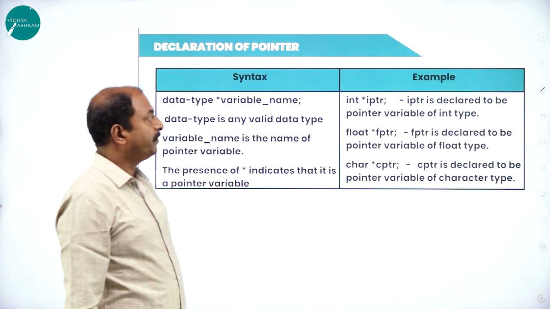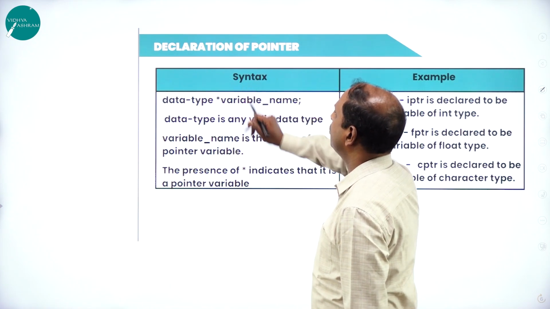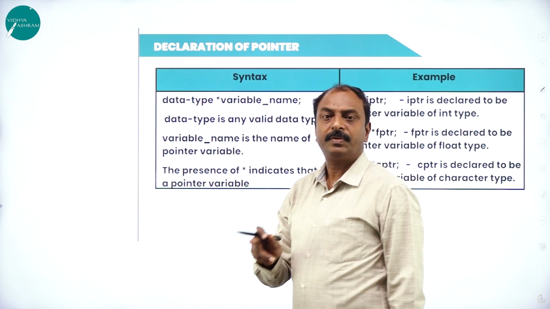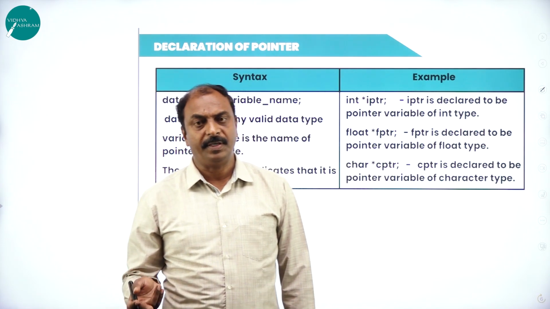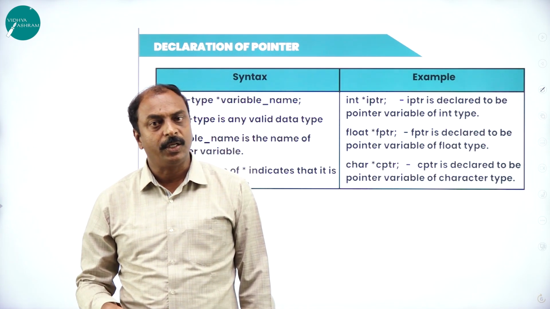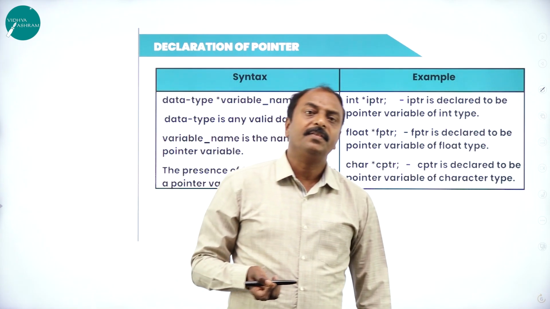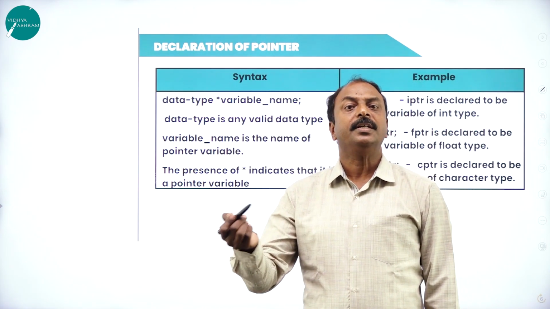Now in the next slide we see how we declare a pointer variable. So now there is a difference. Students, you know the difference between a variable and a pointer variable. A normal variable is used to store different types of values, whereas the pointer variable is used to store only the address of another variable.